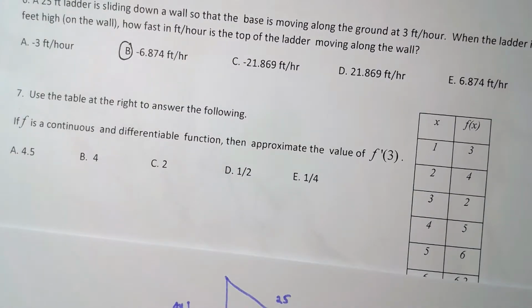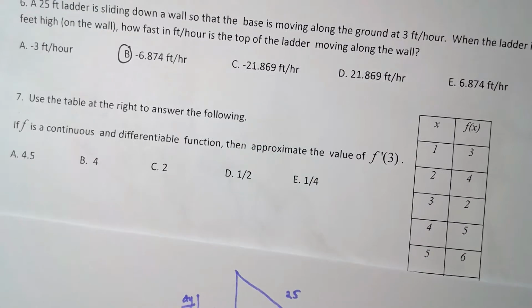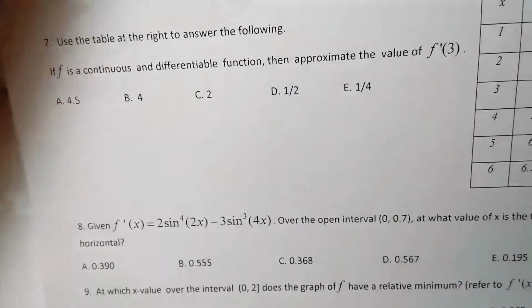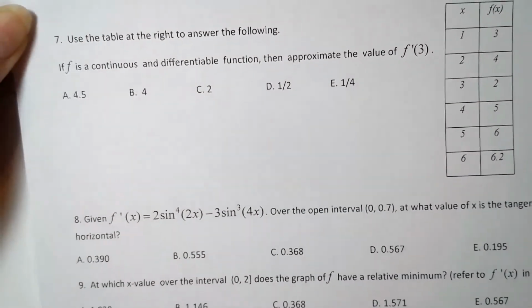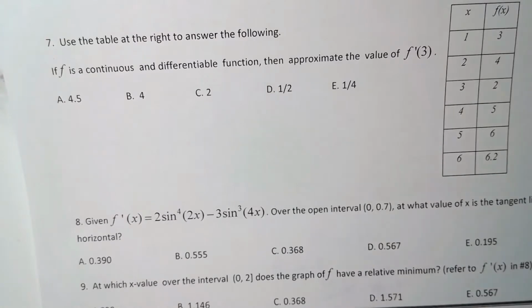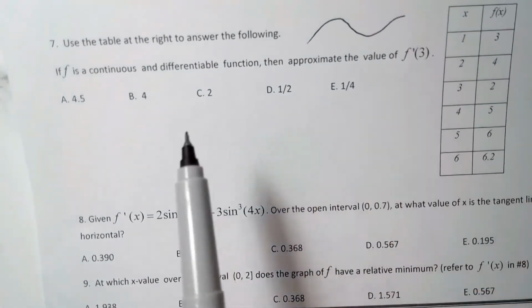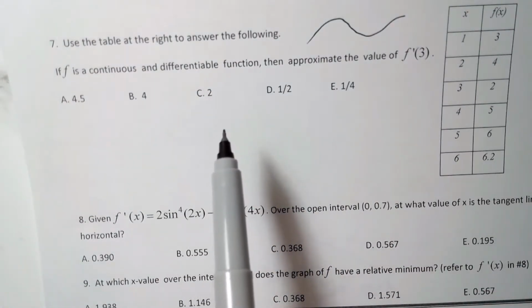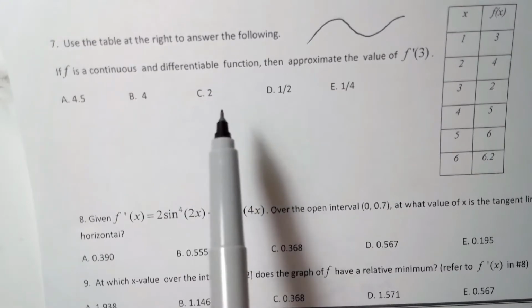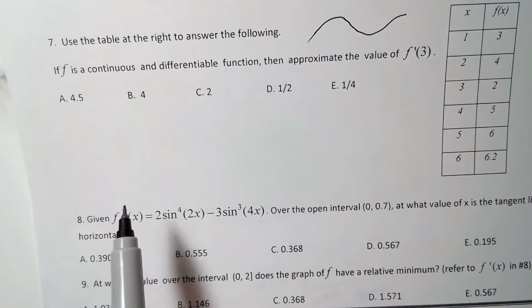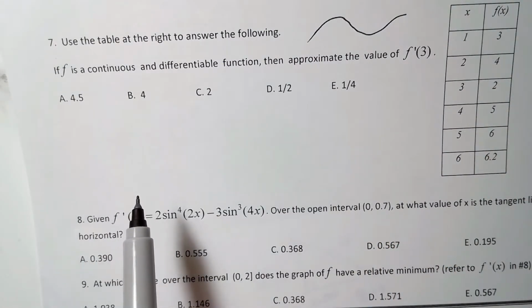All right, number 7. So let me just fix this here because this is a little bit weird the way I've got this thing set up. So we want to use the table to the right to answer the problems. If f is continuous and differentiable, meaning that it's some nice smooth curve without any points or cusps or corners or breaks or anything like that. There are no holes because it's differentiable, meaning you can take the derivative at every point over its domain. Then approximate f prime of 3.